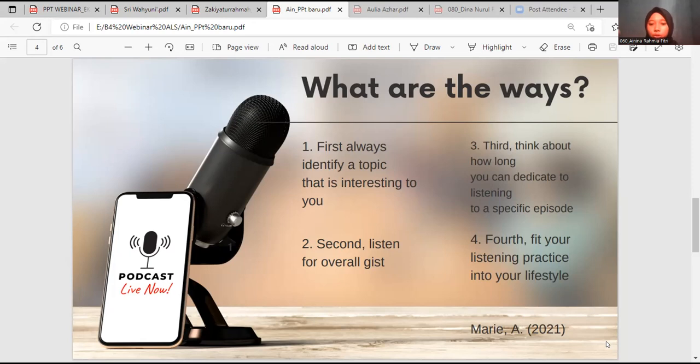The second is to listen for the overall gist. It is meant to listen for the big picture, or in other words, the main idea.